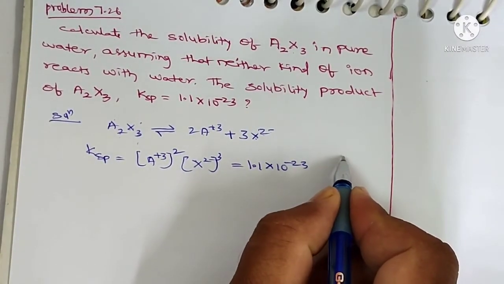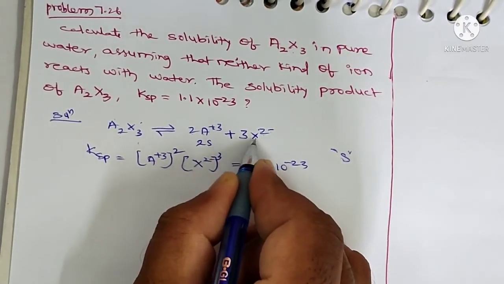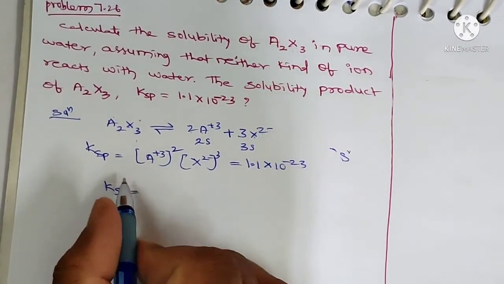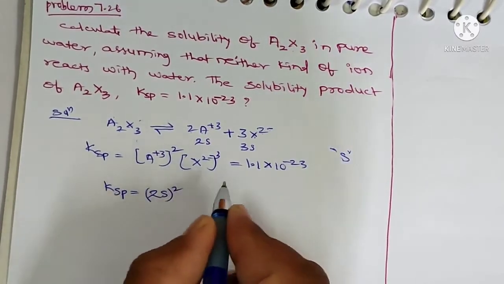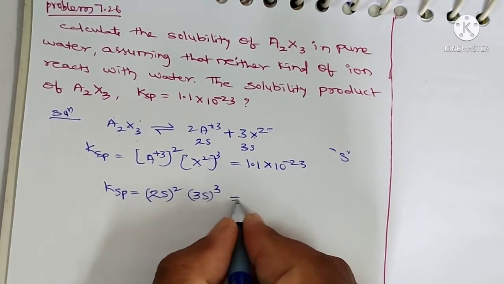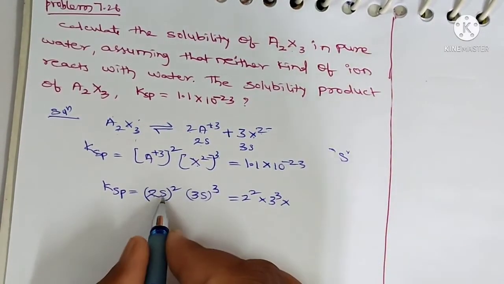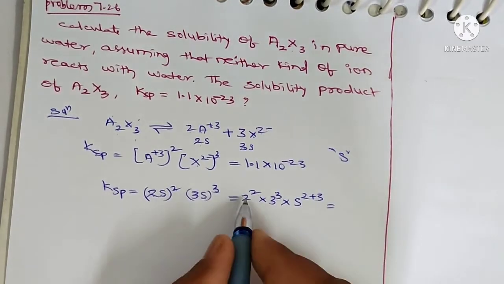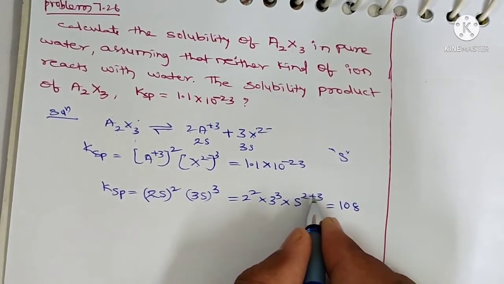So the molar solubility is represented by S. Here the cationic molar solubility is 2S and the anion molar solubility is 3S. So we can write that Ksp is equal to the cation molar solubility 2S to the power 2, and the anion molar solubility 3S to the power 3, which is equal to 2 square into 3 to the power of 3 into S to the power of 2, S to the power of 3, meaning S to the power of 2 plus 3. If you do this calculation, we will get the value 108, and S to the power of 2 plus 3 means 5.